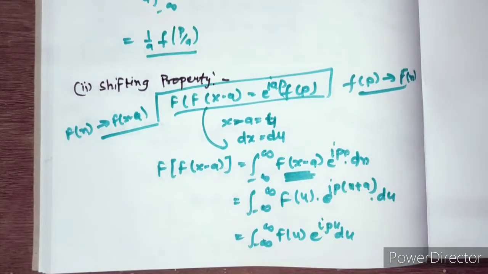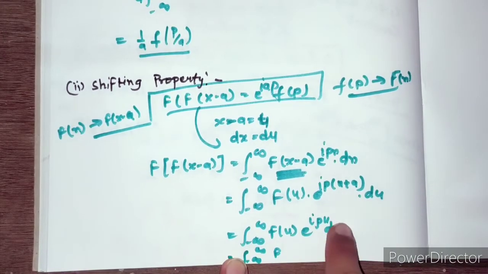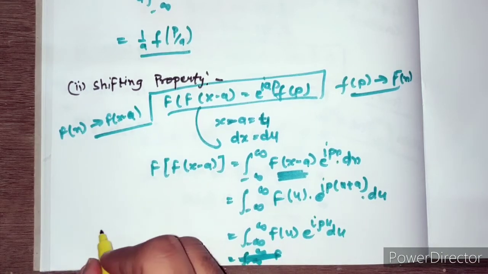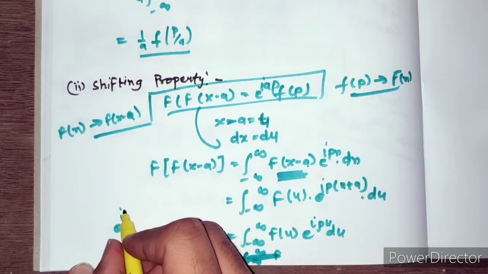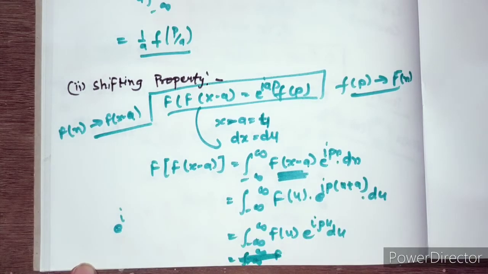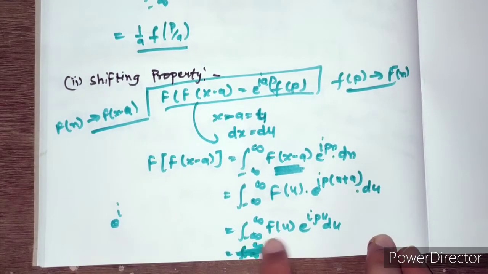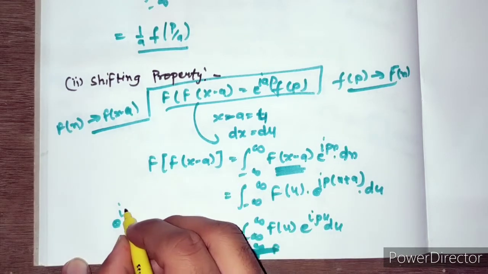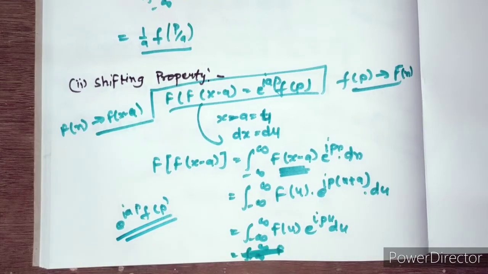So this term also includes the integral from minus infinity to infinity of f(u), written with e raised to iap. When you apply this integration and the limits, you find the final result: e raised to iap F(p). Thank you for watching this video.